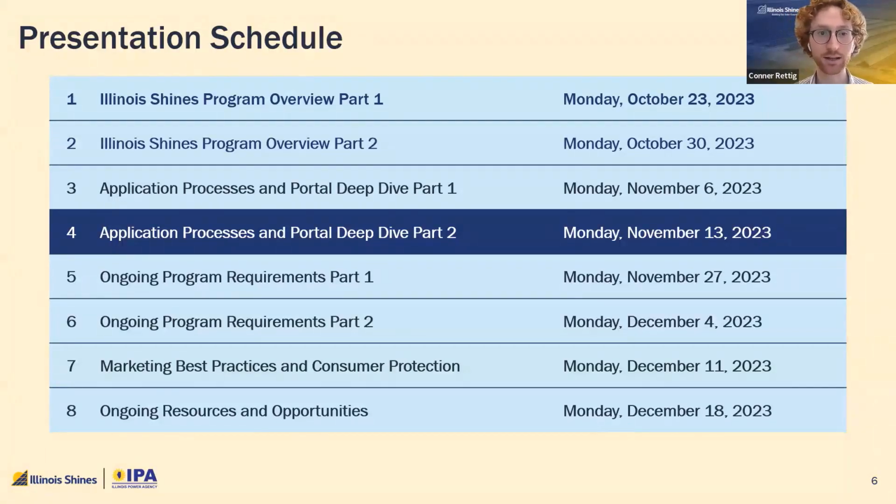So here's the presentation schedule for the entire series. We're on our fourth presentation of the series today. We'll then be going into ongoing program requirements, which is a two-parter, then marketing best practices and consumer protection, and then ongoing resources and opportunities.